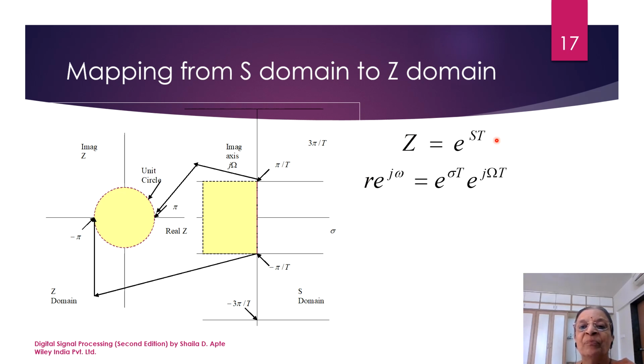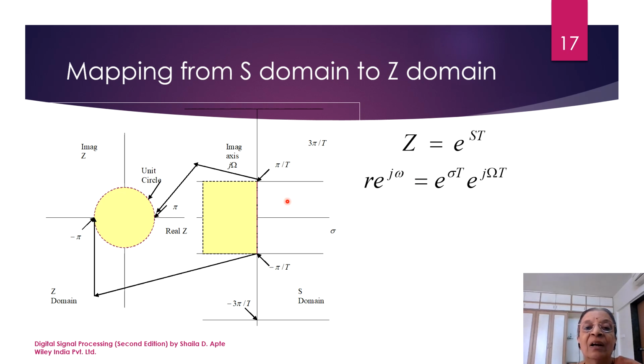This is the mapping. Now if I separate out the real part and imaginary part, z I can write as e raised to st, s is equal to sigma plus j omega. So e raised to sigma t, e raised to j omega t. Now put s is equal to 0 in this case. When s is equal to 0, what will happen? e raised to 0t, so z is equal to 1. So s is equal to 0 will map onto z is equal to 1. Is that okay? z is equal to 1.